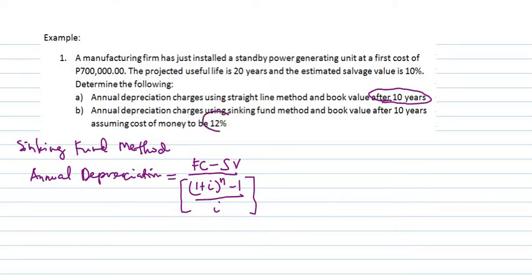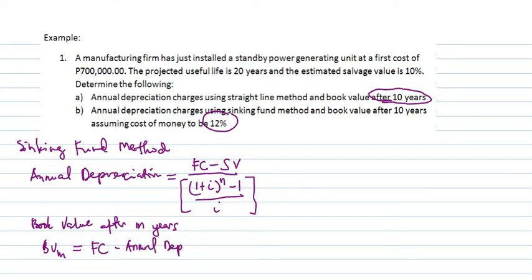For this case, we have here 12%. And then if we want to find the book value after m years, our formula is: book value after m years is equivalent to the first cost minus the annual depreciation times (1 plus i) raised to m, minus 1, divided by i.